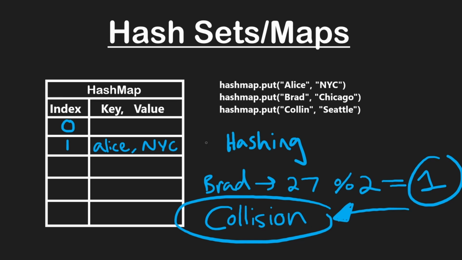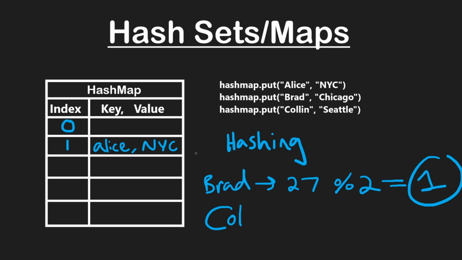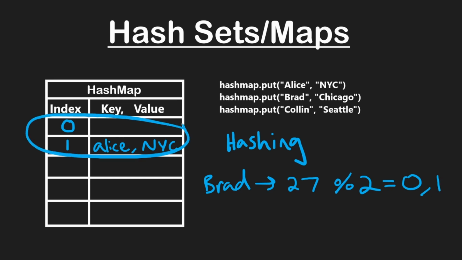Now, first, let's understand how we can try to minimize collisions. There's sort of a problem here. No matter what we convert Brad into, no matter what integer it gets converted to, modding it by 2 is either going to lead to a 0 or a 1. If our hash map is half full, like one of the spots is already taken, we basically have a 50-50 chance of having a collision or getting the position that's empty.